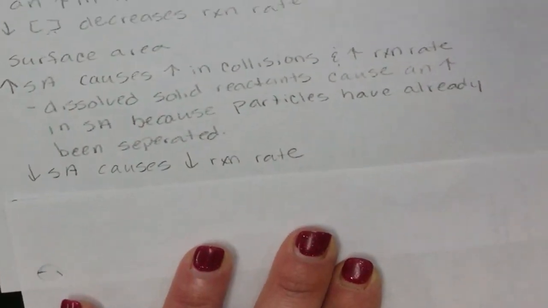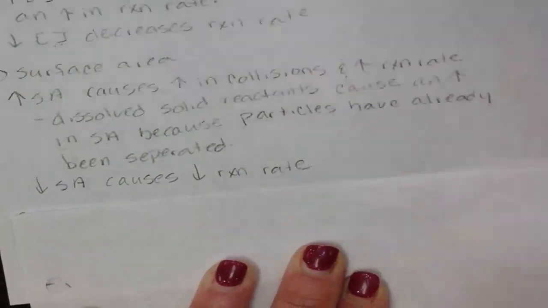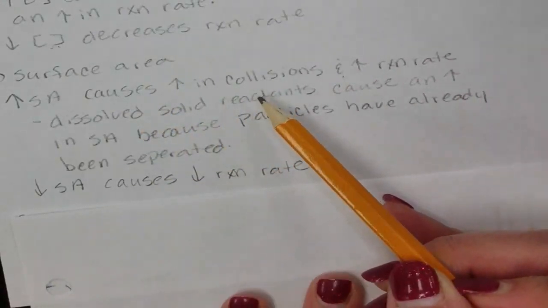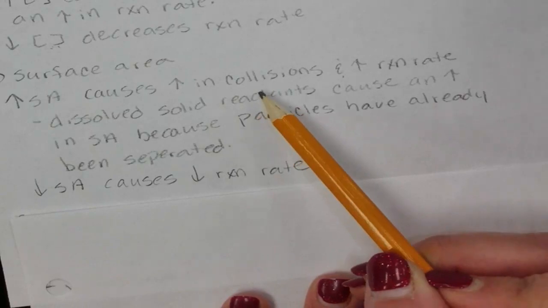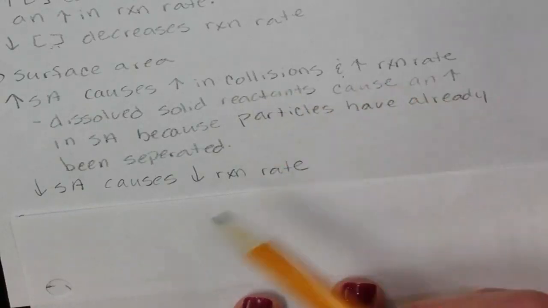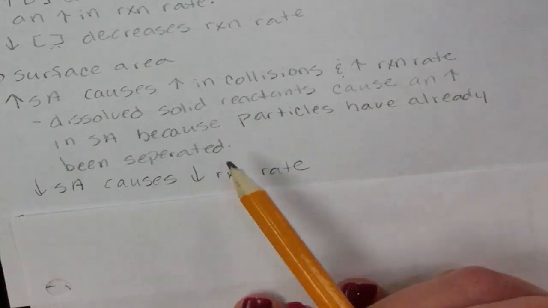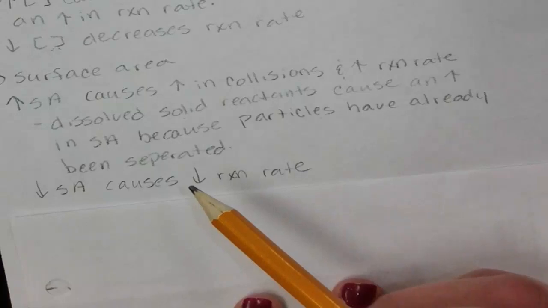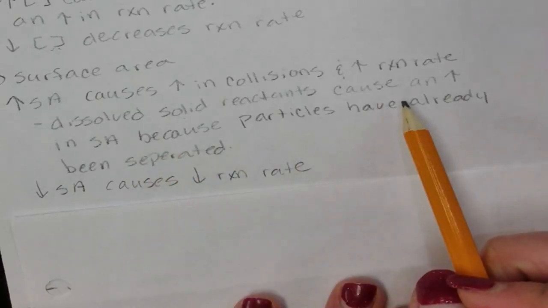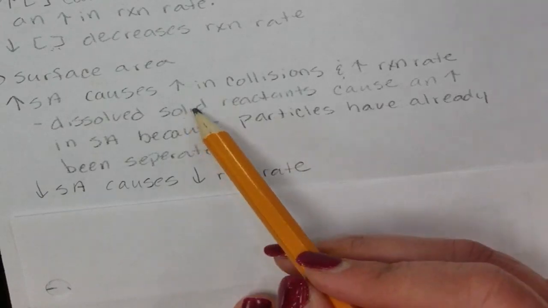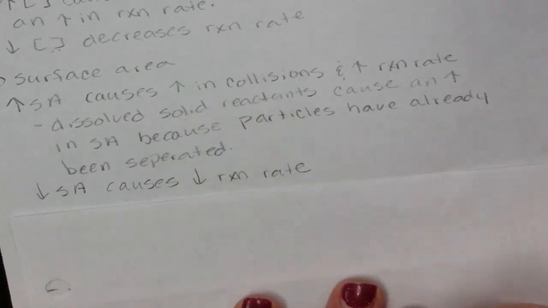Surface area. If I increase the surface area, then I'm increasing the collisions and the orientation is more likely to be correct, and therefore a higher reaction rate. When I dissolve a solid, it allows us to increase the reaction rate because energy is no longer needed to break the solid apart. That solid is already in its ion form.